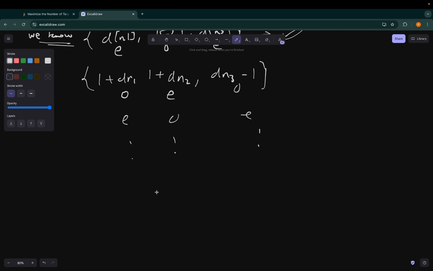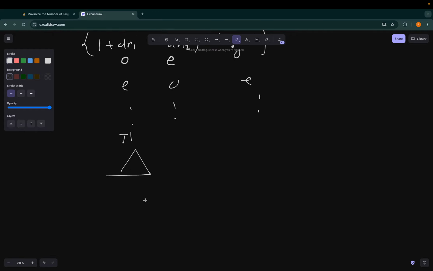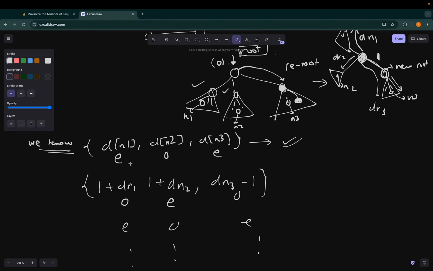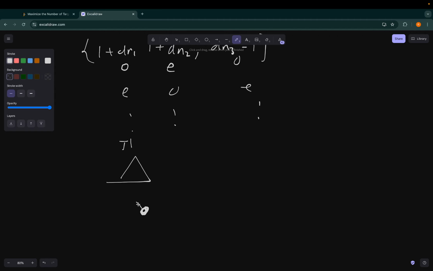So from tree one, it is always optimal to connect the node from where we are finding the answer for, because since it's just a parity game, it's saying how many of these would be even.